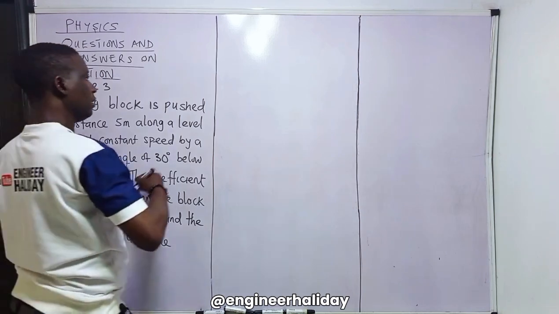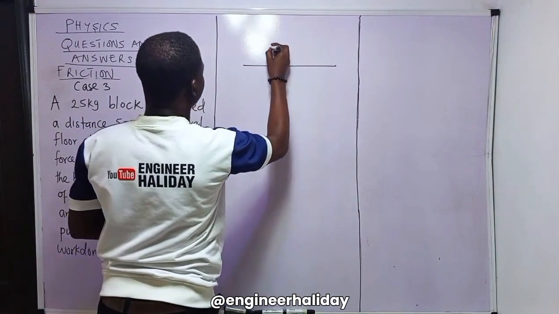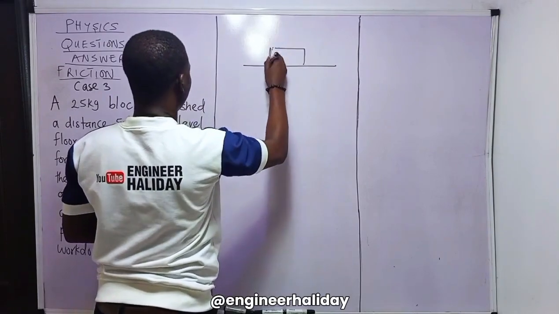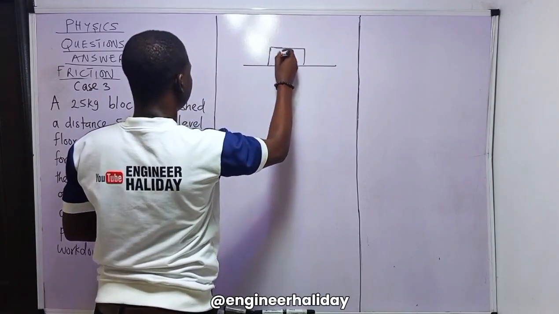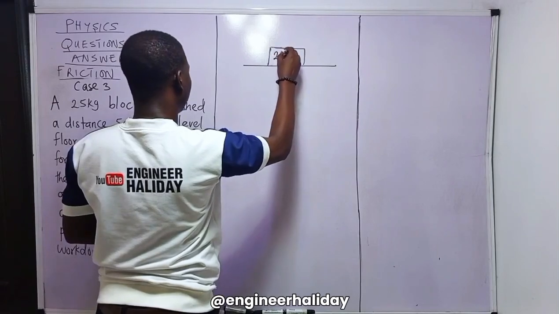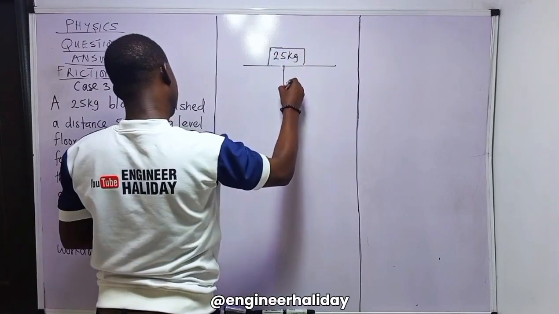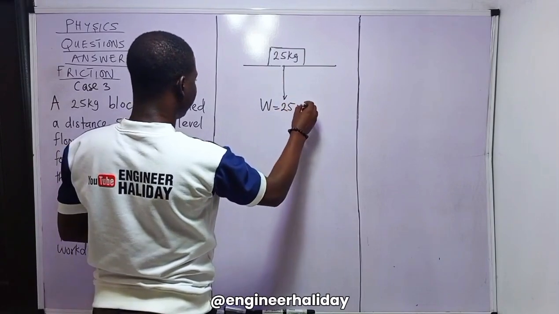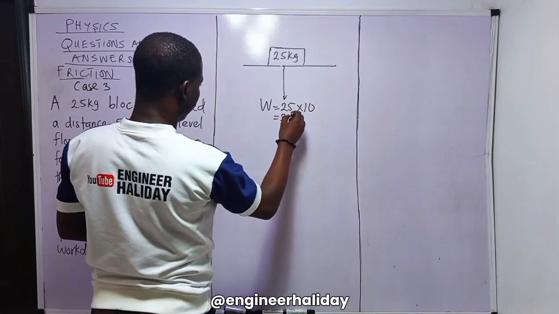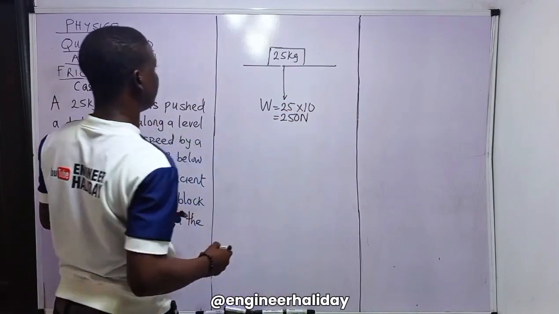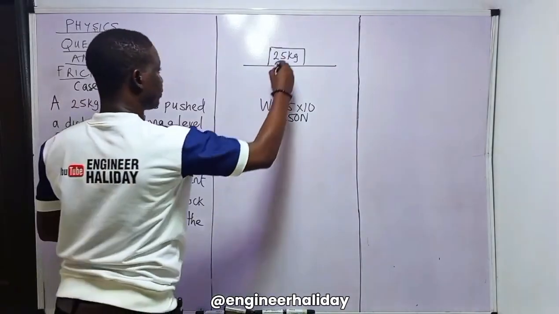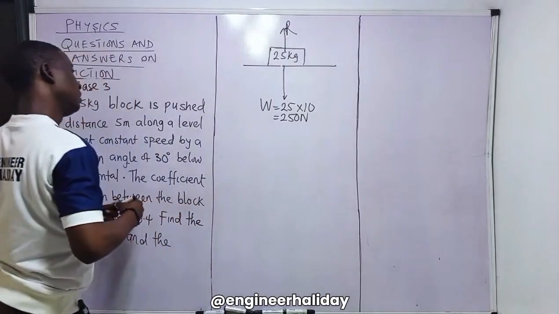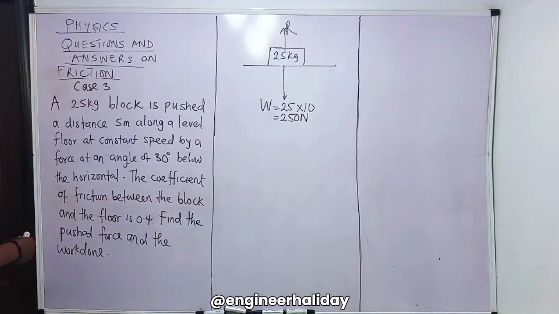Now first we illustrate with a diagram to see clearly what the question is saying. For the 25 kilogram block, the weight will be mg, which is 25 times 10, that is 250 newton. Then the reaction is going upward, which is R. Now they said it's pushed.